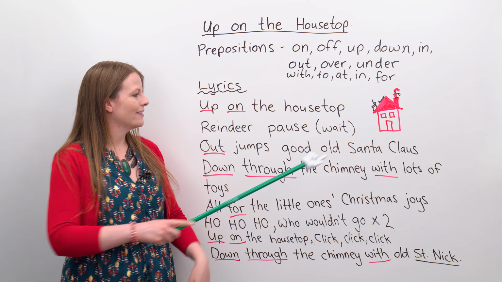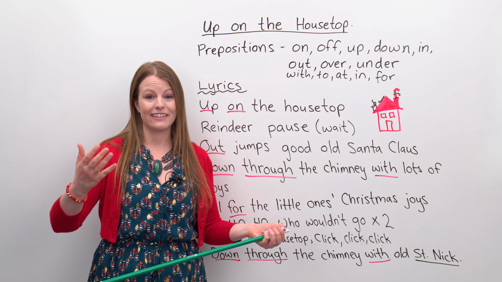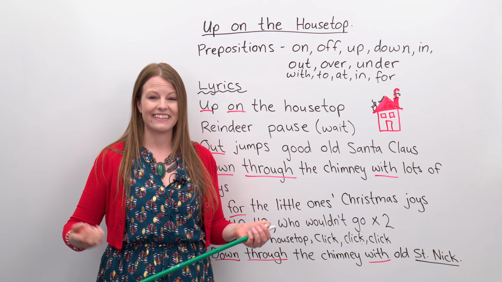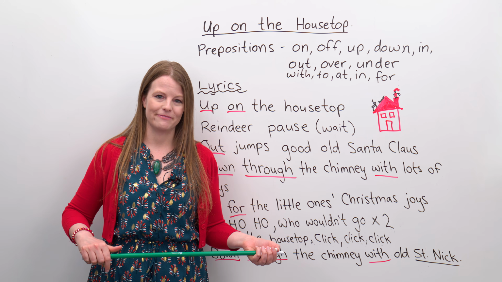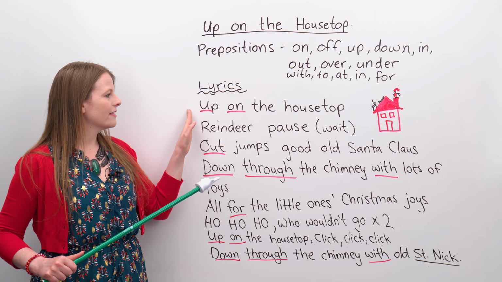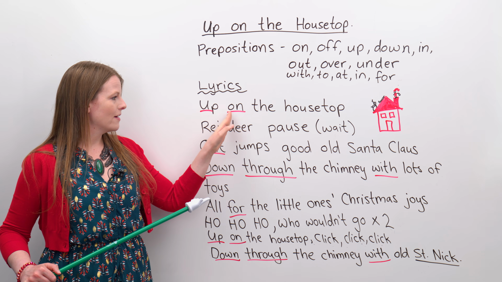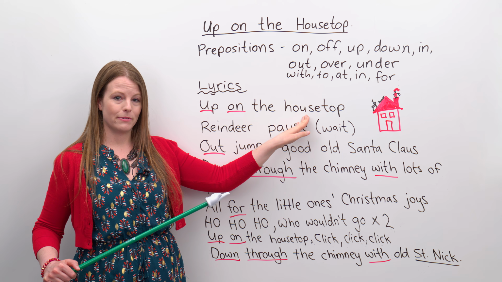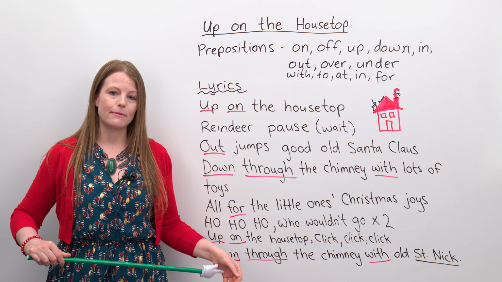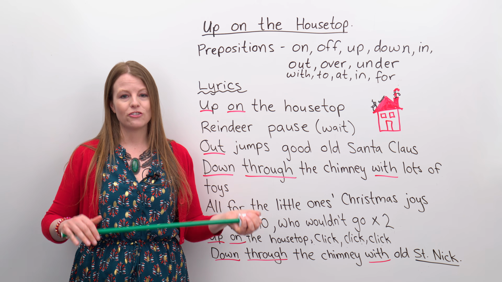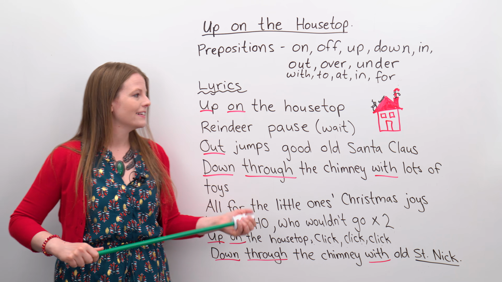So, and I also have a little house to help you understand where Santa Claus is, where the reindeer are, and just the prepositions we're using today. So the first lyric in the song is "up on the housetop." You see the roof, the red part of the house? That's the top of the house. So we can call that the housetop.